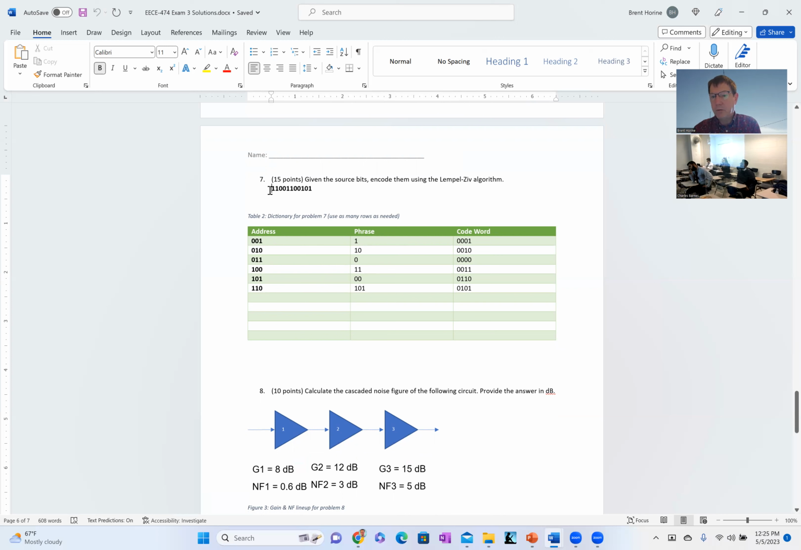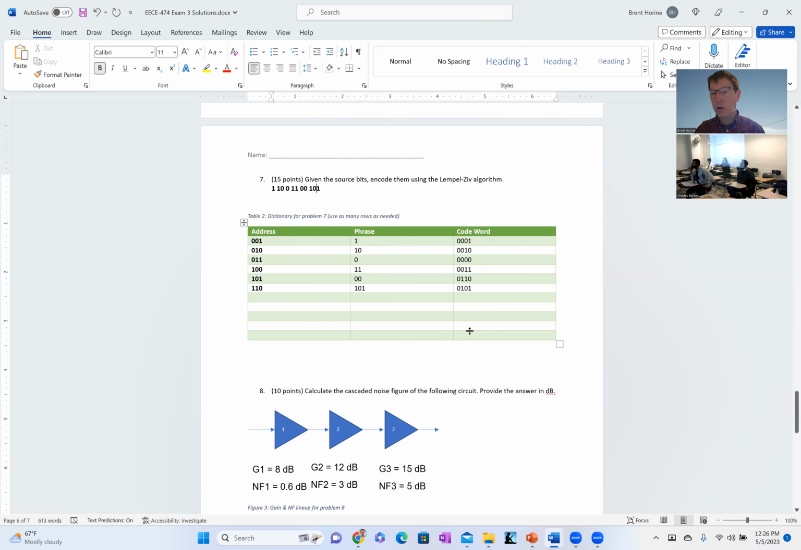Now we don't need to know the probabilities a priori. We build this up on the fly as we go, right? And so we write down the unique ones. Well, that first one is unique. We write that down. And then that next one, okay, one's not unique, but 10 is, right? And we write that down. And then the next one is 0. We write that down. And we keep parsing this into unique phrases, right? And so then we record those.